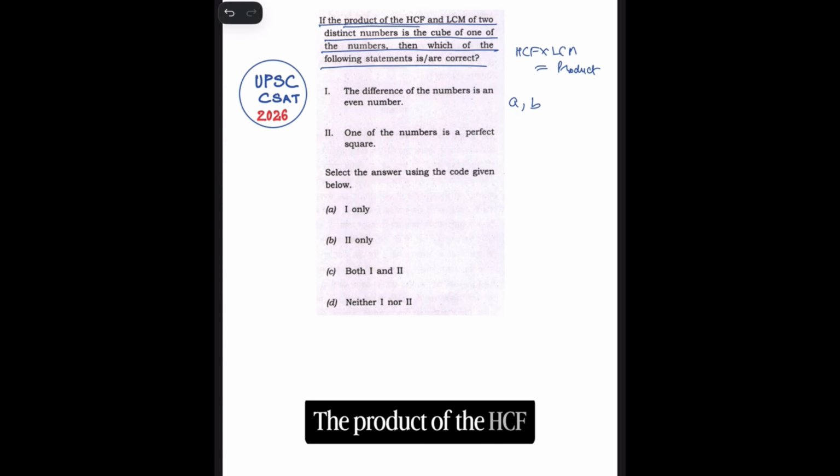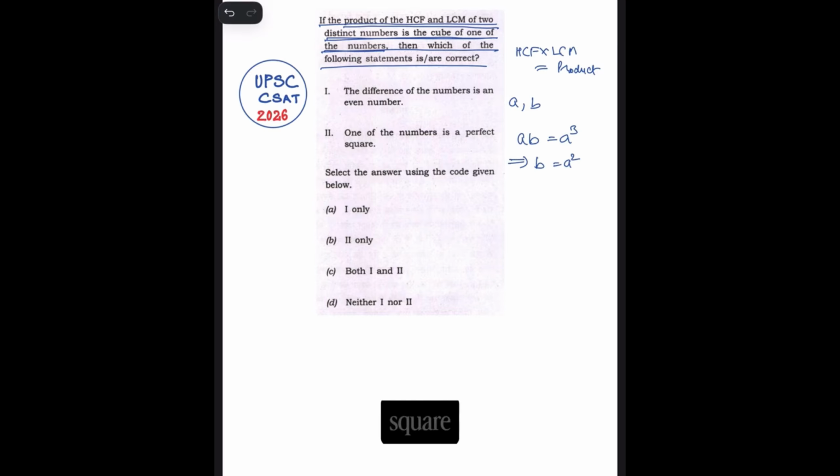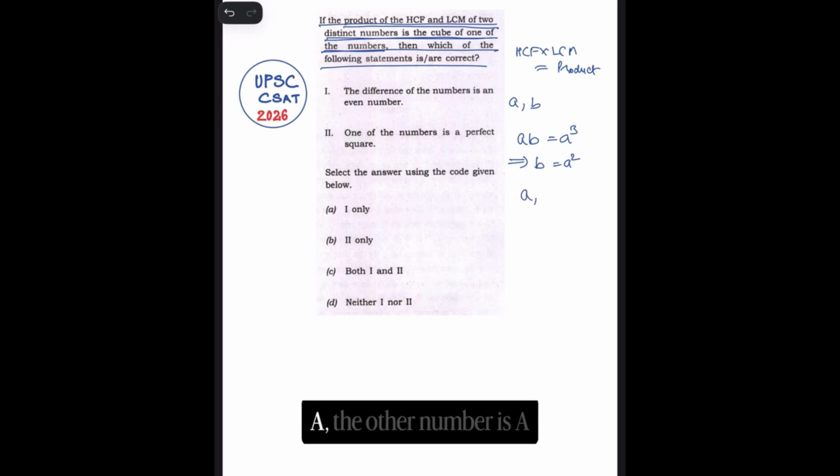The product of the HCF and LCM of two distinct numbers is the cube of one of the numbers, which means that AB is equal to A cube. This, when simplified, gives us B is equal to A square. So if one of the numbers is A, the other number is A square. Now let's read the statements.